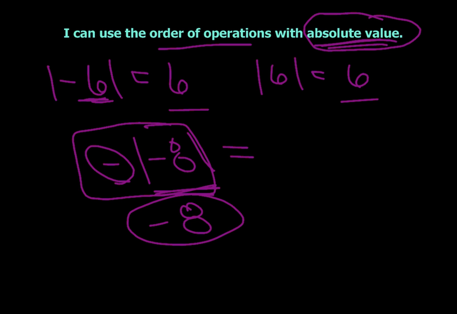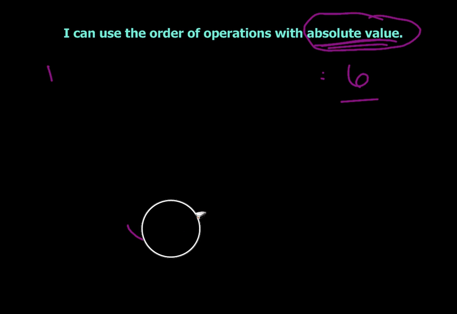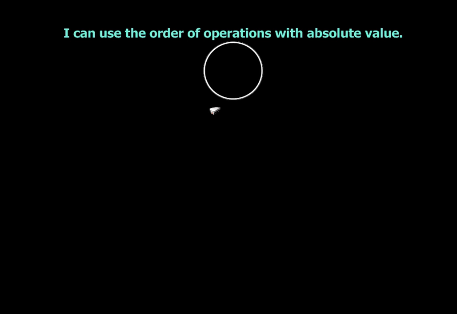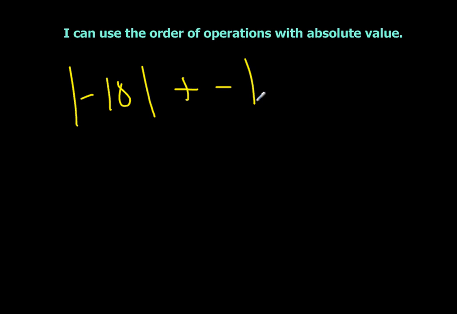Okay, so let's get a little bit harder. Show how smart we really are. Okay, here we go. So what if I had something like this? The absolute value of -10 plus the opposite of the absolute value of 8.